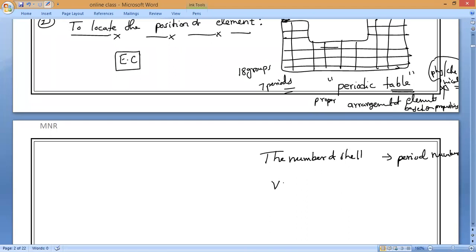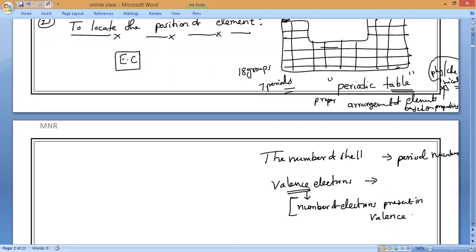And valence electrons. Valence electrons mean what? Can anybody tell me? Valence electrons means the number of electrons present in where, guys? Present in the last shell.